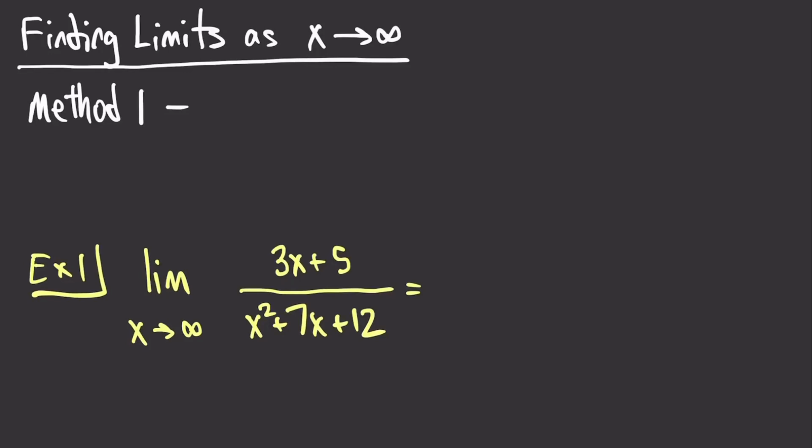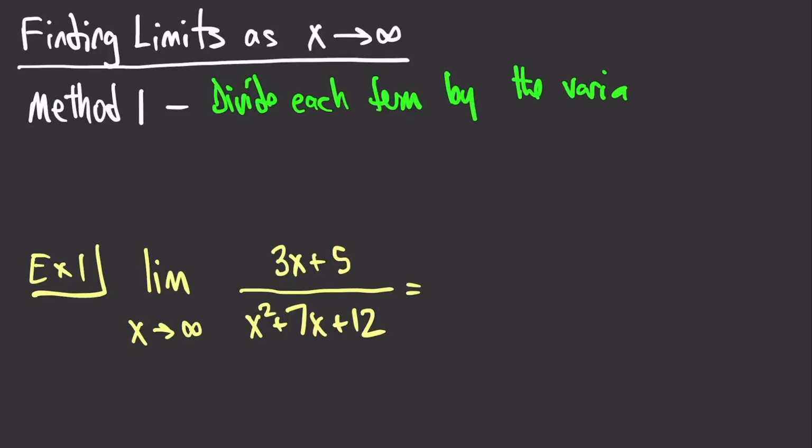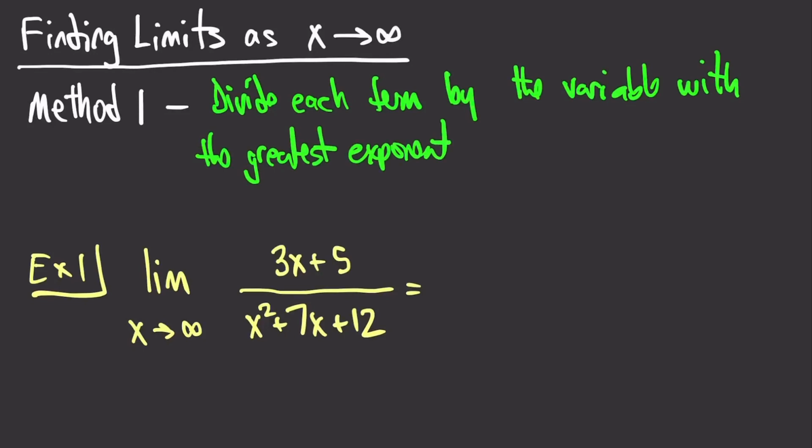Our first method for finding limits as x approaches infinity is we are going to take the original expression and divide each term by the variable with the greatest exponent in the denominator. All right. And this part's important, in the denominator.